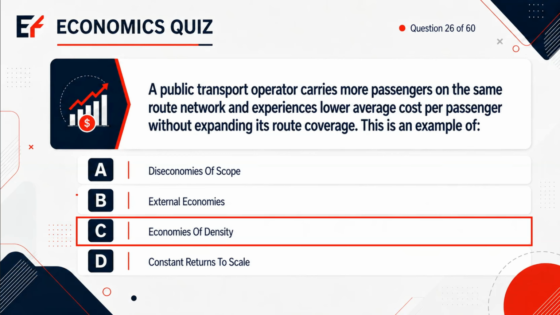Option A is incorrect because diseconomies of scope occur when producing multiple products or services together raises cost. Option B is incorrect because external economies arise from benefits created outside the firm, such as improved local infrastructure or supplier clusters. Option D is incorrect because constant returns to scale means output increases in the same proportion as all inputs without a fall in average cost.